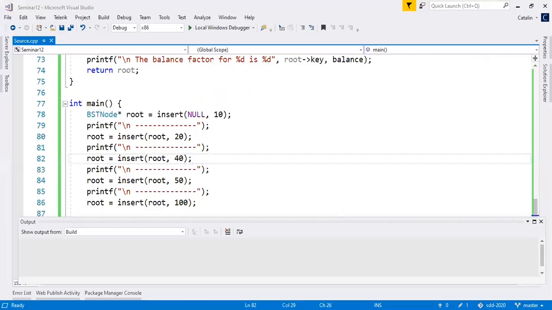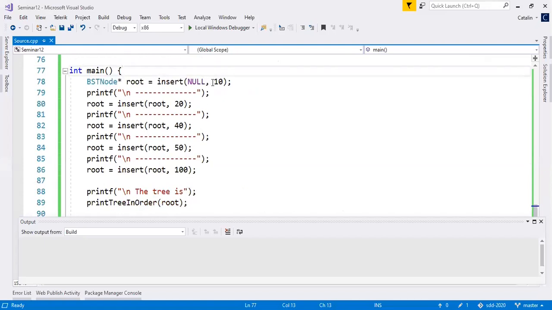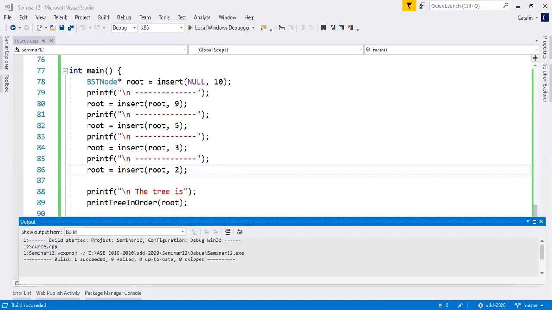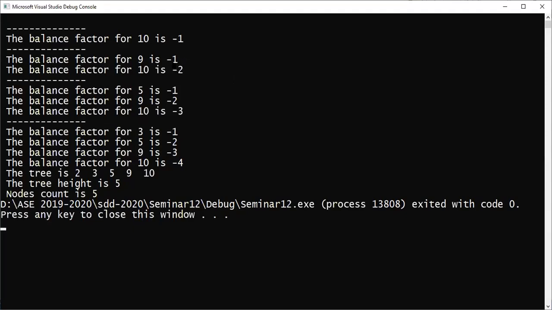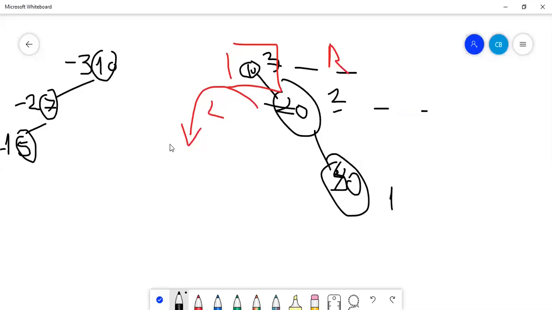If I run again the example with 10, 9, 5, 3, and 2, this will go on the left side. Let's run it. Control F5. Yeah, it's okay. You see, now it's -1, -1, -2, -1, -2, -3. So in this case, if the values are negative, it means you have an unbalance on the left side, because we always do right minus left.